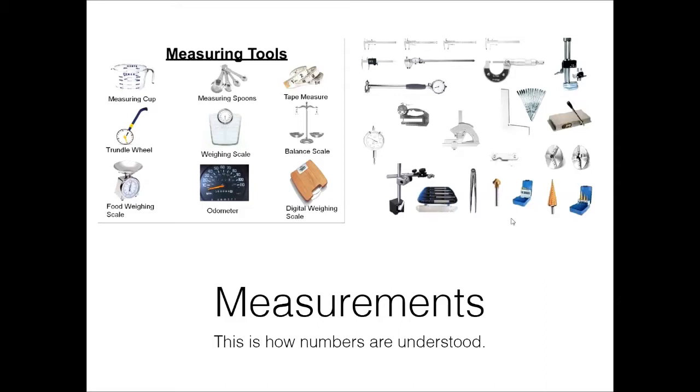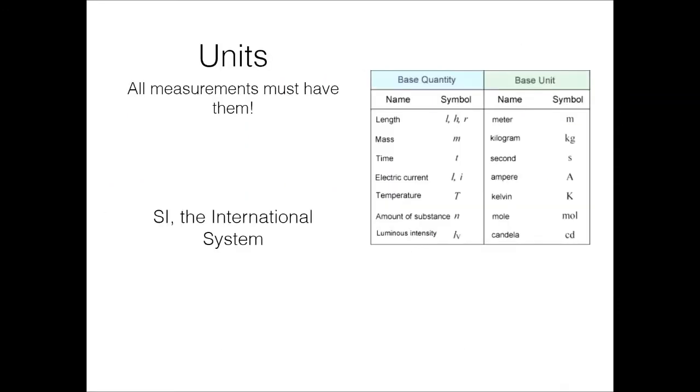So measurements are how we understand numbers in physics. There is no number that is not a measurement in physics. Now, measurements must have units to make sense. I cannot tell you that the length of my finger is 7. That means nothing. It means absolutely nothing to you. And it shouldn't mean anything to you because I need to know the units. I need to know if we're in inches or meters or feet or miles, hopefully not miles. And all measurements must be together with units. Measurements must have units, okay?